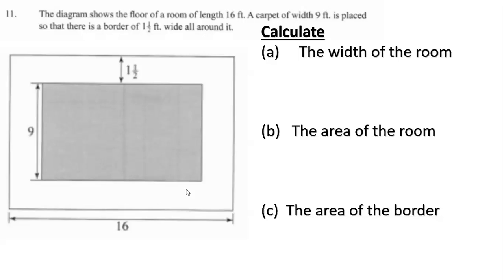Garrett, can you read the question for me, please? Start with the diagram, right? Yes, start with that. The diagram shows the floor of a room of length 16 feet. A carpet of width 9 feet is placed so that there is a border of 1.5 feet wide all around it. Calculate the width of the room, the area of the room, and the area of the border. Very good.